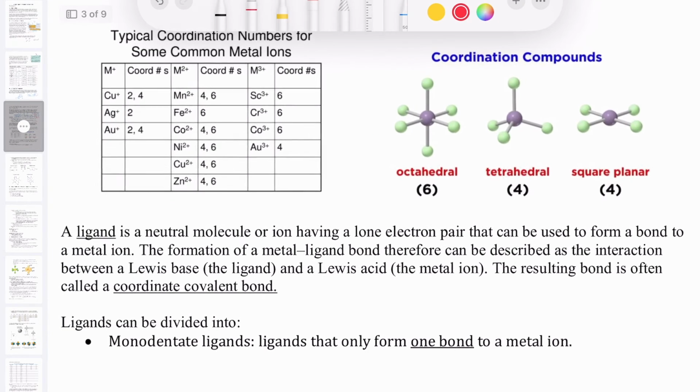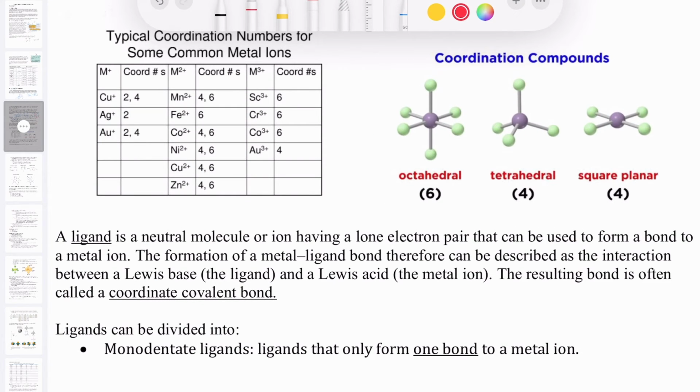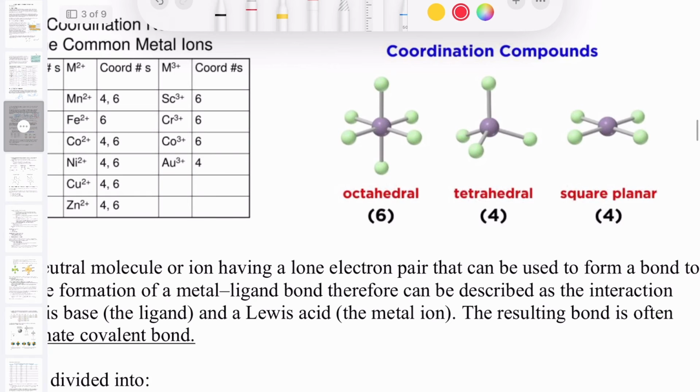So you'll always be given that information either in the form of the formula of the complex ion or some other information that will allow you to figure out how many ligands are bonding to that particular transition metal ion to form your complex ion. The structure of these complex ions are as follows. If you have a 6 ligand arrangement, or 6 bond, I should say, arrangement, then that's going to be an octahedral type of complex ion.